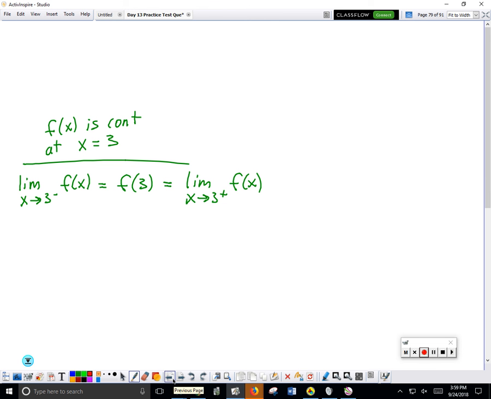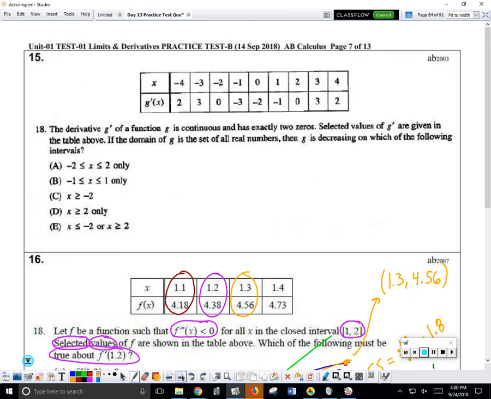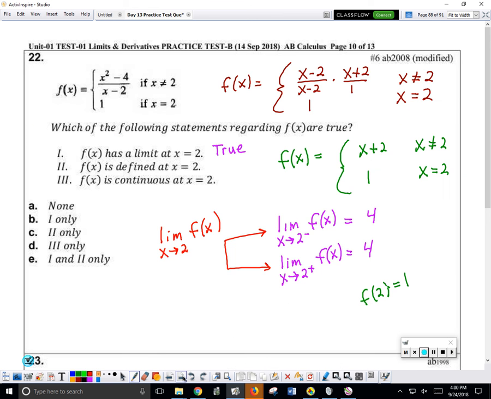So f of 3 is totally different than the limit. Because limit means just get close. Right. Don't be 3. Okay. Did that answer your questions? Yes. Awesome. You're very good at questioning. Don't cease to be that way. Are we good?